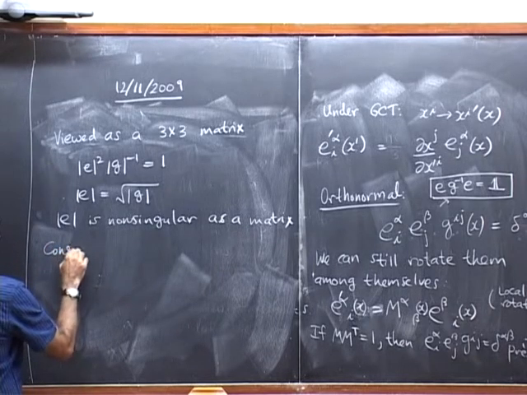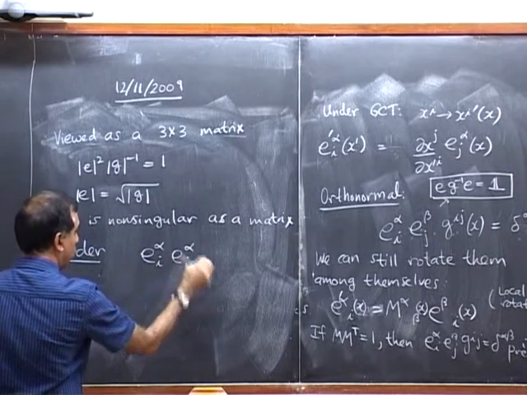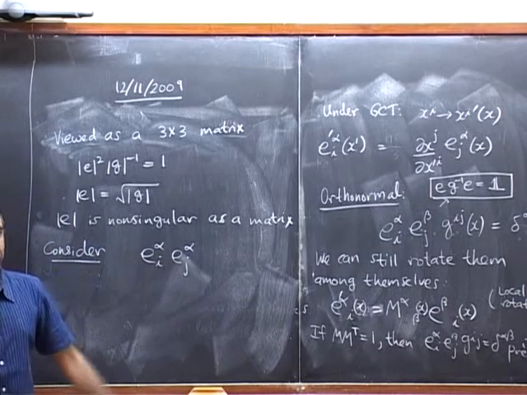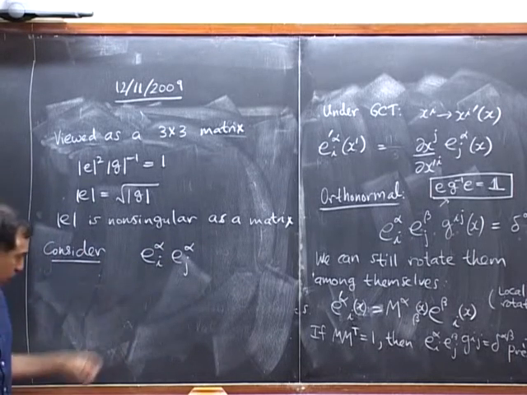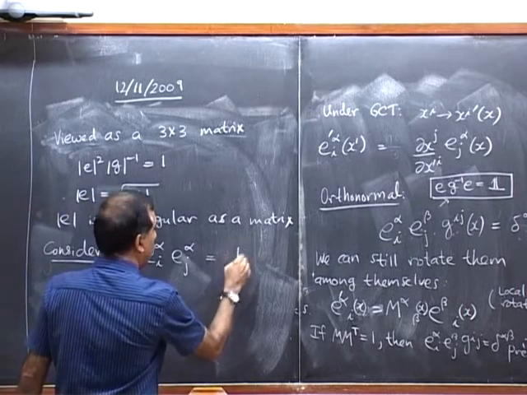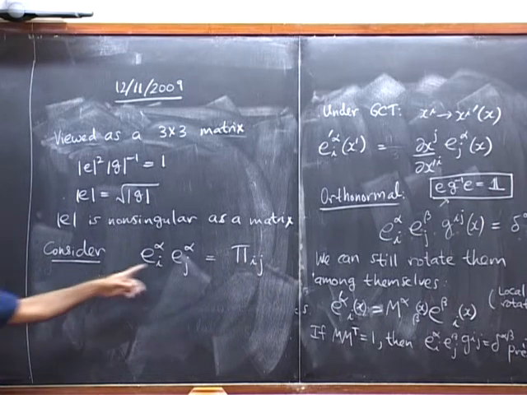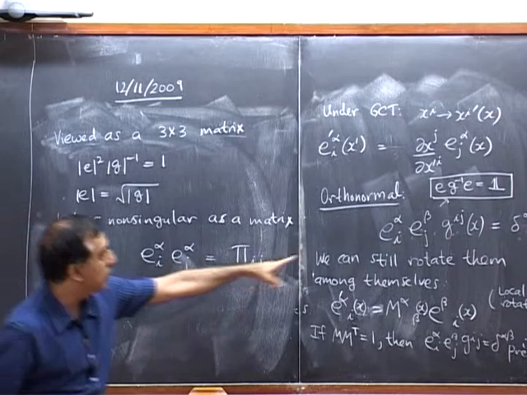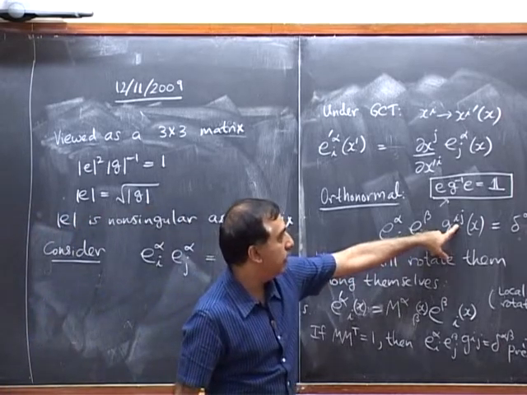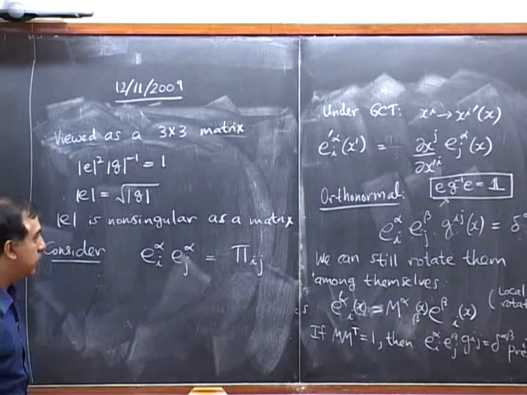Now consider the following combination: E I alpha, E J alpha, this time sum over alpha. I could put the sum, but I'll ask you to use the summation convention for the index alpha. We just sum over alpha going from 1 to 3. There's some matrix. I'll call it pi ij. I don't know what it is. Notice that this is a different way of contracting two E's to get a matrix. Here we contracted the indices I and j, but here we've contracted the indices alpha and beta. So we've got some matrix.